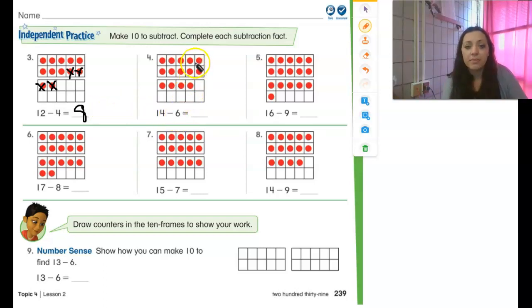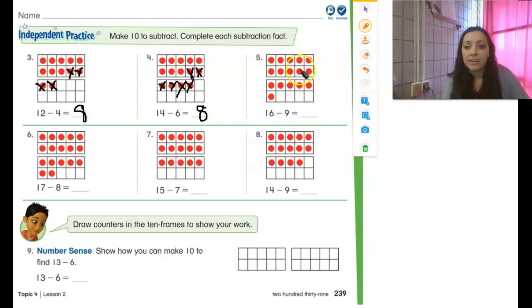Let's try another one. I've got 14, so 10 and 4, and I'm going to take away 6. So I'm going to go ahead and cross off these 4 first, because now I know I'm down to 10. And I'm at 4, so I need to cross off 2 more to make it 6. Well, look here. What's left over looks exactly like what's left over here. And I know that 5 and 3 was 8. Or 10 take away 2 is 8.